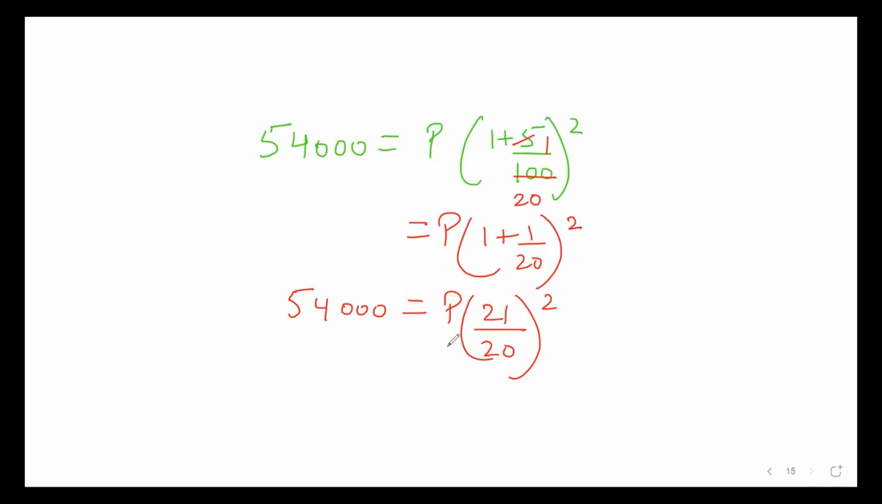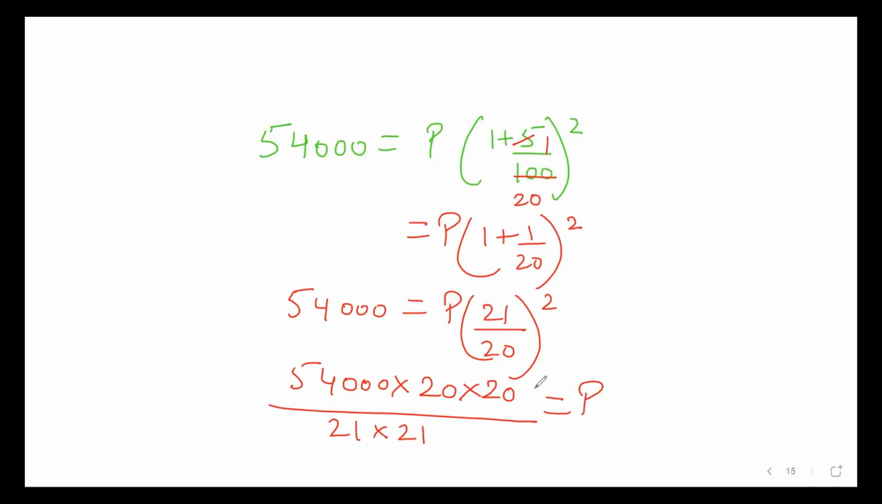Now when you take 20 to the left side, this would be 54,000 multiplied by 20, again multiplied by 20 because this is raised to the power 2, divided by 21 multiplied by 21 because on the right side 21 was in the numerator. So just solve this part and get the value of the principal.